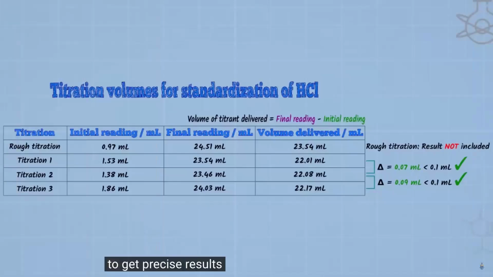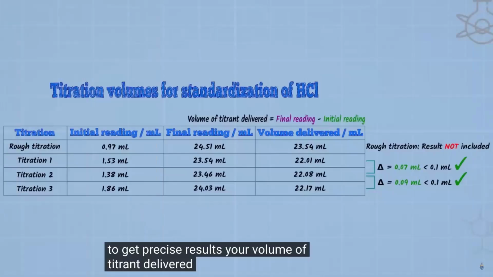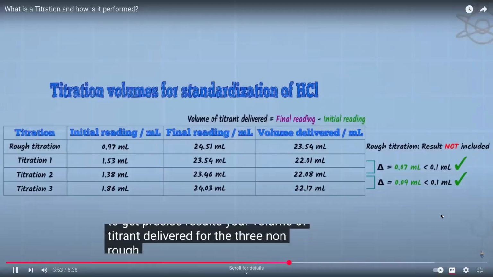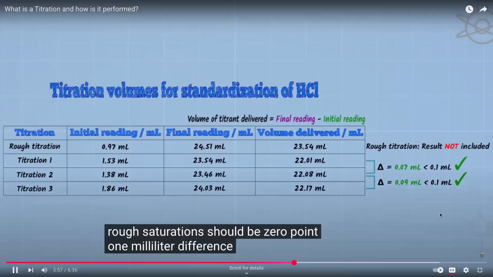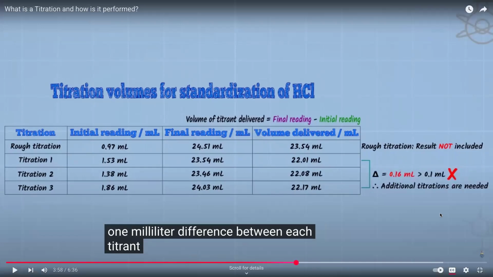To get precise results, the volume of titrant delivered for the 3 non-rough titrations should be within 0.1 milliliter of each other. Everything else here is not important.